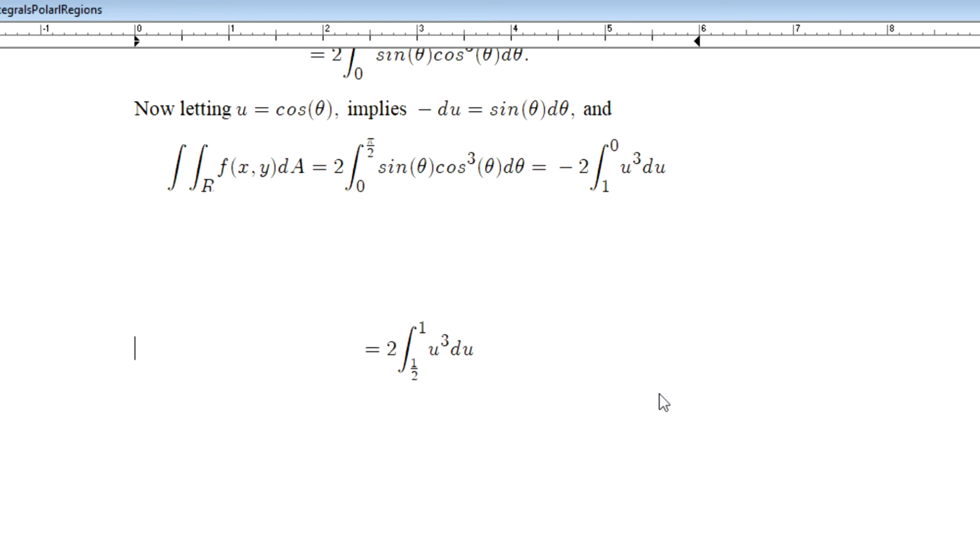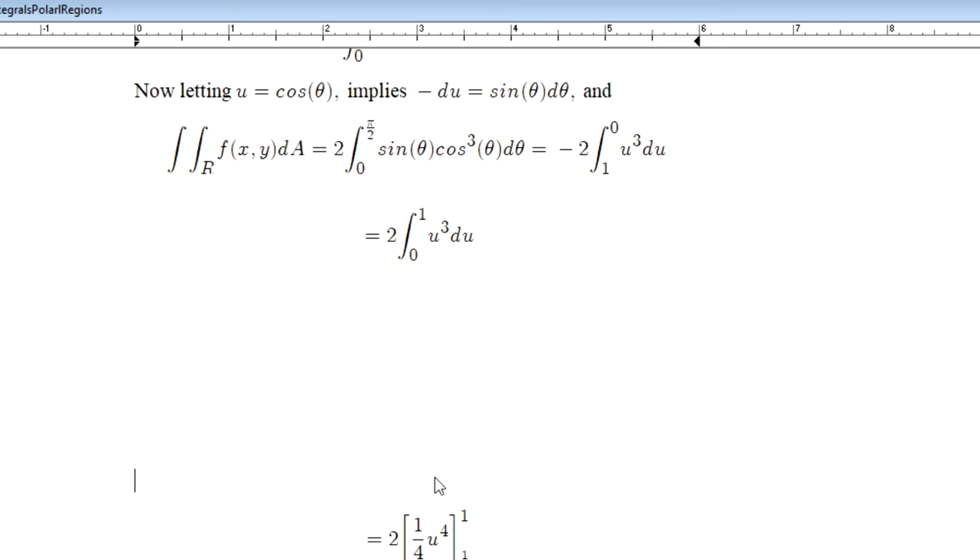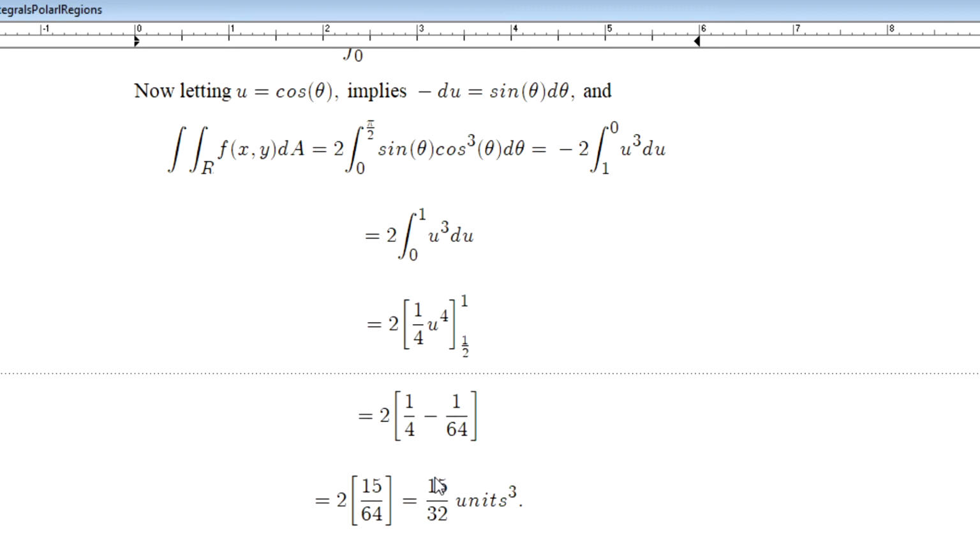I do have to fix some of these bounds as I go along, right? So by switching the order of these bounds, now from 0 to 1, we can change that from negative 2 to positive 2, where I'm now just going to integrate u cubed with respect to u, which is a fundamental rule, folks. That's just your power rule, right? That's going to bump up to a power of 4, and we divide by 4. That is 1/4 u to the 4th.